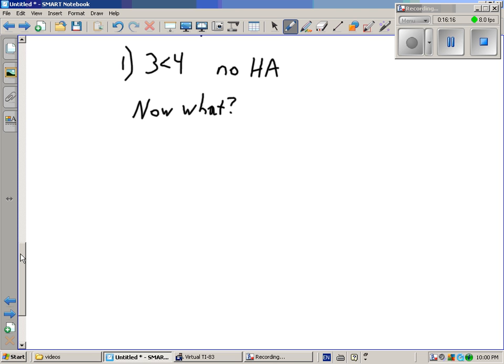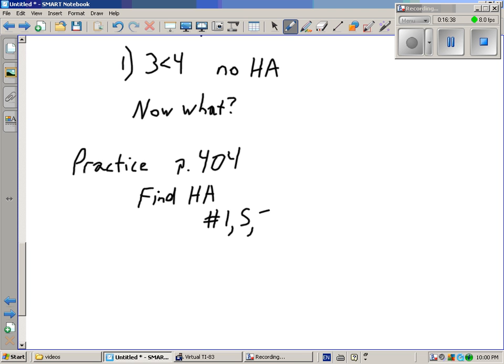Here is your practice. Your practice is going to be on page 404. What I want you to do is find any horizontal asymptotes, if there are any. It's possible there aren't. But find any horizontal asymptotes for numbers 1, 5, 7, and 9. Now that you see that you're basically ditching everything but your leading terms, I think you'll be able to go through those 4 relatively quickly.